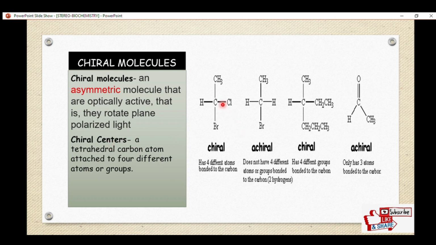All right, so this is what chiral molecules are, and this is what a chiral center means. You can pause the video and go through it so that you'll be familiar with the terms.